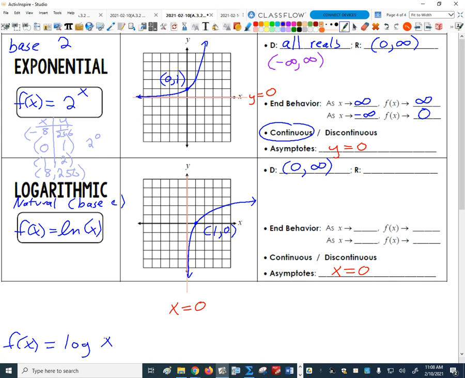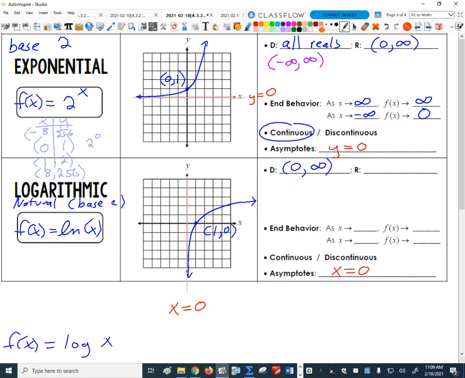Now, even though this function, the log function, grows ever more slowly, it's always growing. So as you go to the right, it continues to grow. So what do you think? What's the range on this thing? Everybody type it in. Okay, good. It's all reals, isn't it?